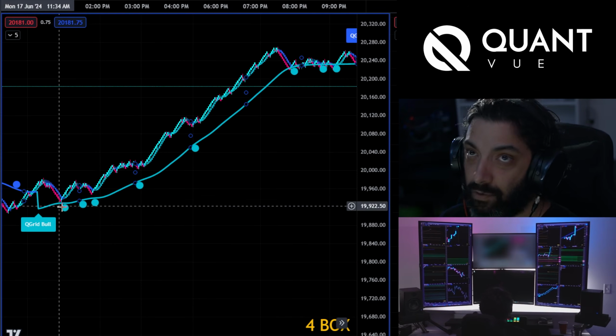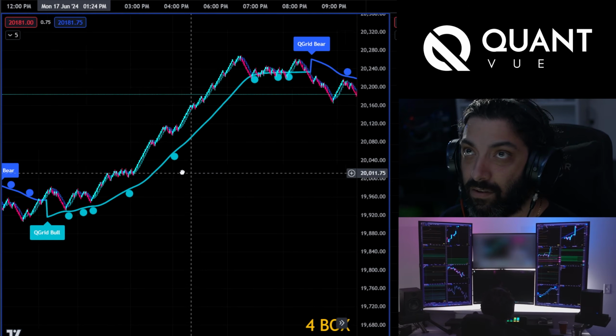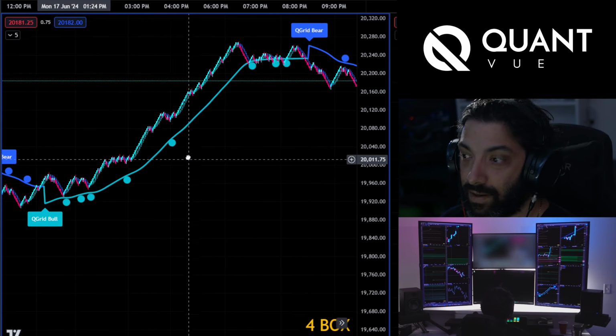We're going to jump right into the charts and show you guys something new, something that I really like. We're going to be looking at the new Qgrid, and you can see Qgrid right here on the chart, right?